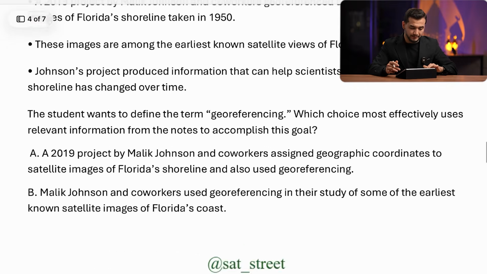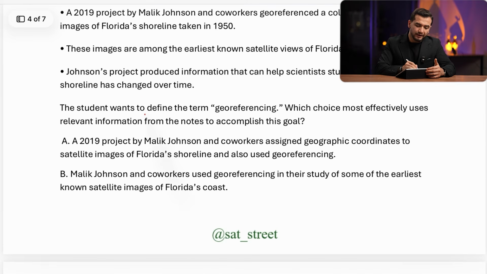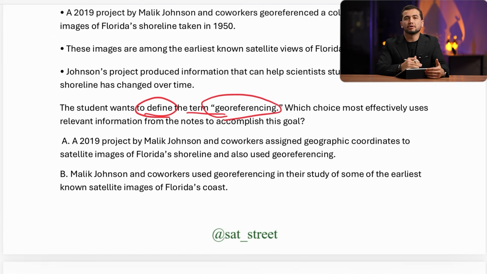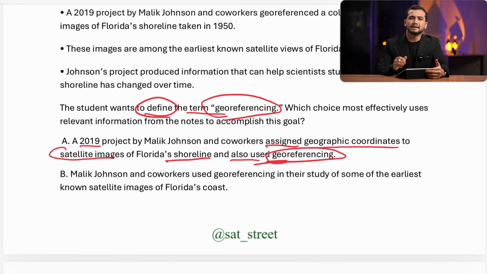Next question, again, 10. Student wants to define the term georeferencing. Okay, here now in the option you have to talk about the definition of georeferencing. What is georeferencing? Okay, you have to specifically give it. For example, option A, 2019 project by somebody assigned geographic coordinates to satellite images of shoreline and also used georeferencing. No guys, in option A there is no definition. They're just saying we have, for example, used georeferencing, but are they explaining what it is?